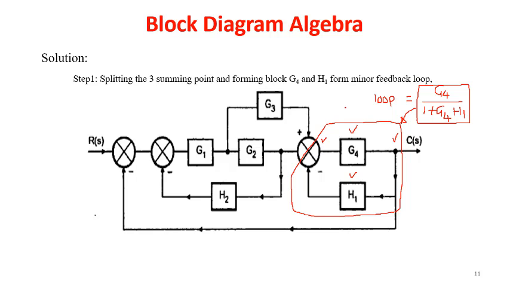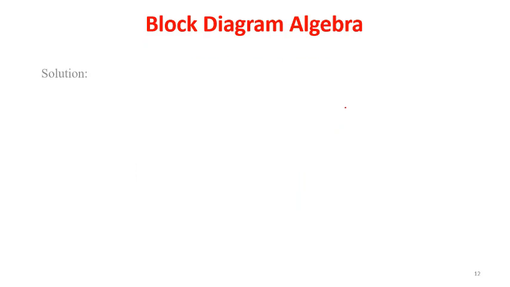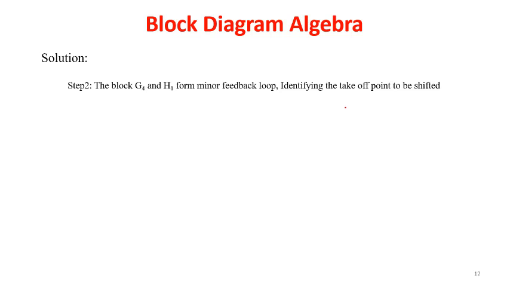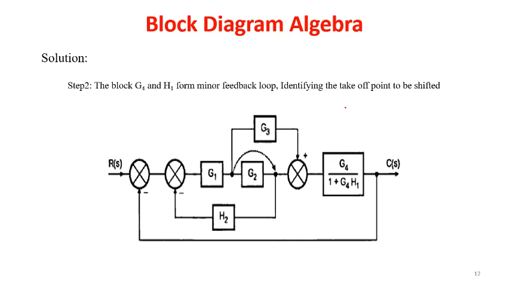So this is what we are going to do in this particular block, which I am going to show you in the next step 2. In step 2, the blocks G4 and H1, how they are formed into a minor feedback loop, that I am going to showcase here. So here we can see the minor feedback loop has been formed here with the retaining of the first, second, third summing point again, that is the split part of the summing point has been retained.